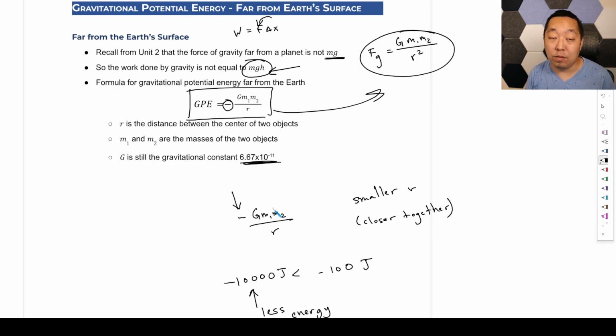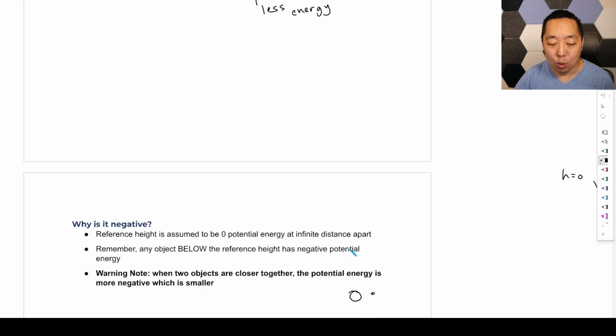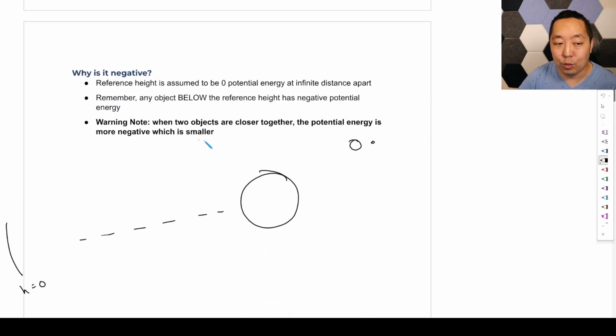So it's one thing to be very careful of when you're comparing more or less energy: if this number is quote unquote bigger, meaning the magnitude is bigger, it just means it's more negative. More negative is a smaller number. That's how we order scalars. So that's one thing to be very, very careful about. When two objects are closer together, potential energy is more negative, which is a smaller amount of energy.